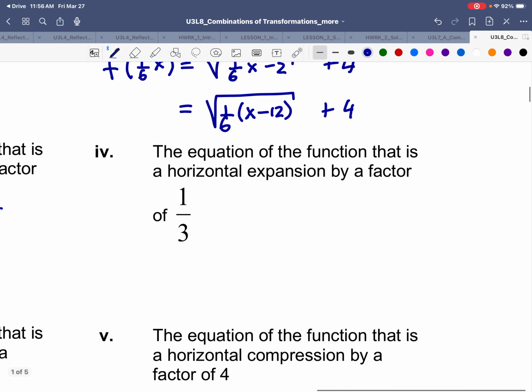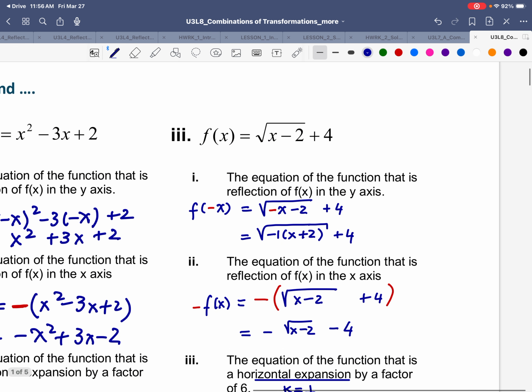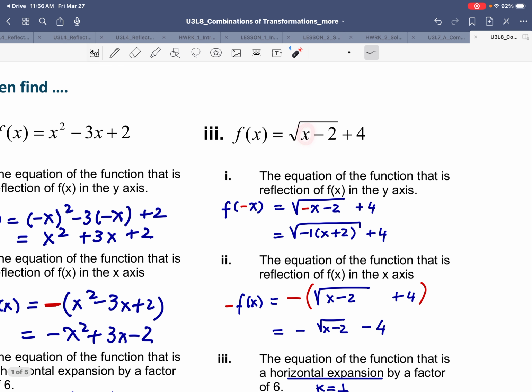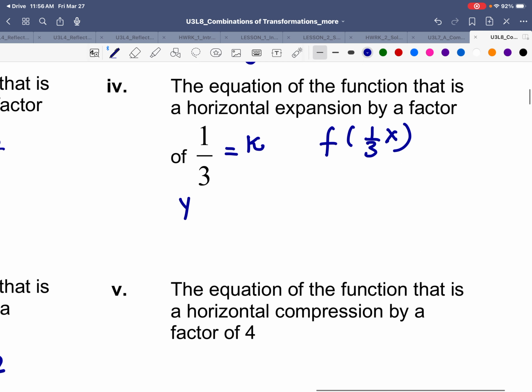Next, we have the equation of a function that is horizontally expanded by a factor of 1/3. That has given us the value of k directly. So we're finding f of 1 over 3x. Wherever we see x in our equation, it will now be replaced by 1/3 of x. So square root of 1/3 of x minus 2, and then plus 4 at the end.